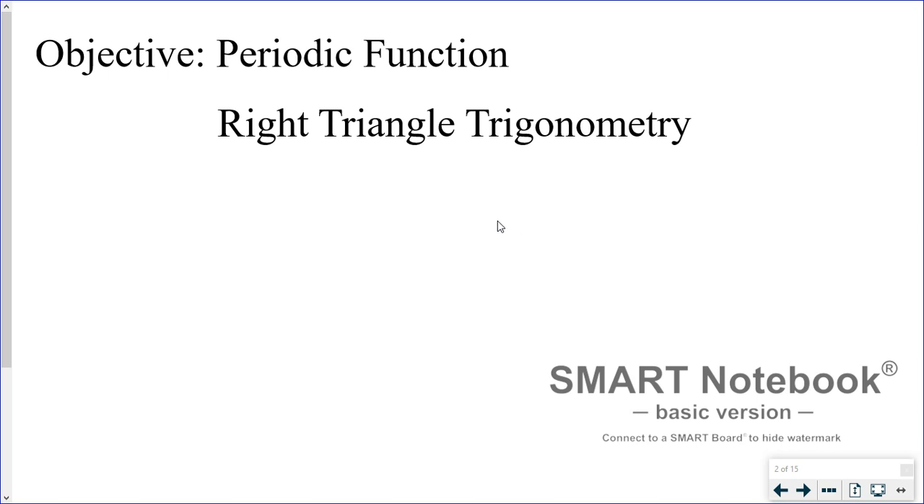All right, so today we're going to talk about just the idea of a periodic function, and then we'll deal with some right triangle trigonometry.